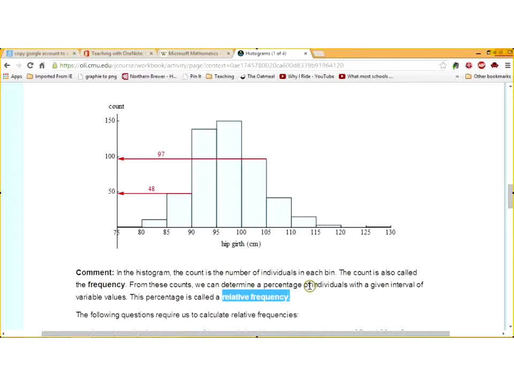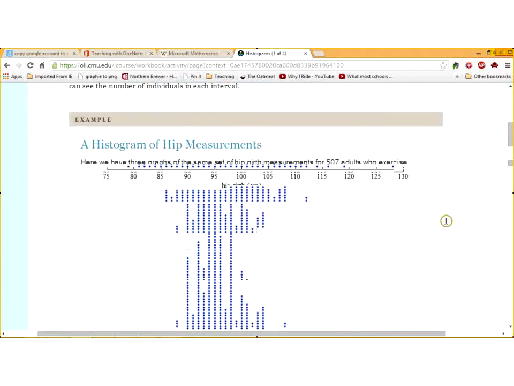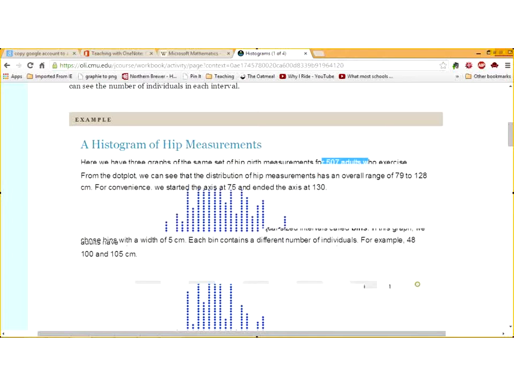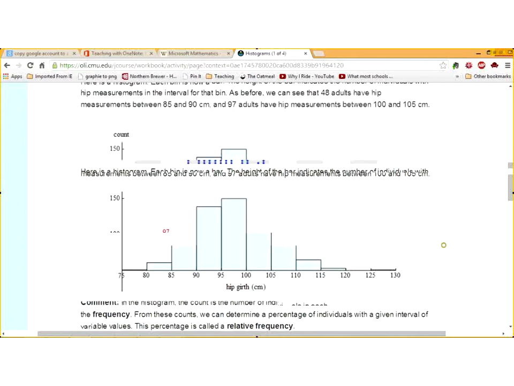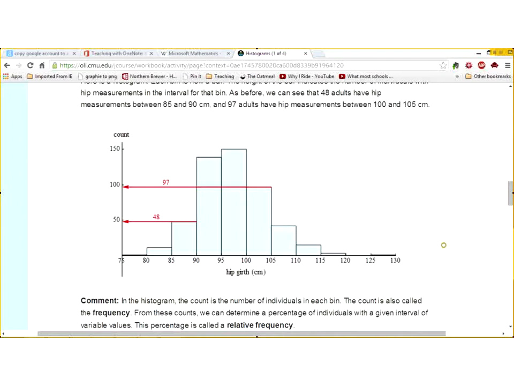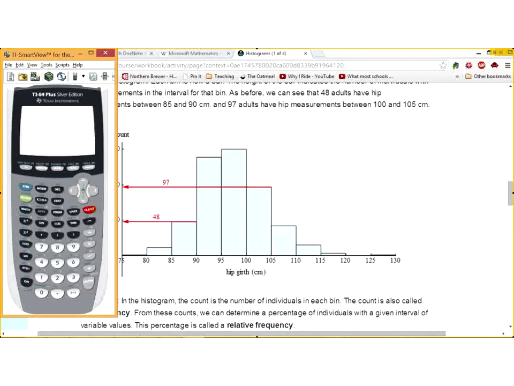So the frequency is the count, and the relative frequency is the counts divided by the total. In this case, it was 507 people, I think it said, that were measured. We can go back up here. Yeah, 507 adults. So if we wanted to find the relative frequency for these bars, let me pull up my calculator real quick. For the first bar from 85 to 90, I would just take 48 and divide that by 507.